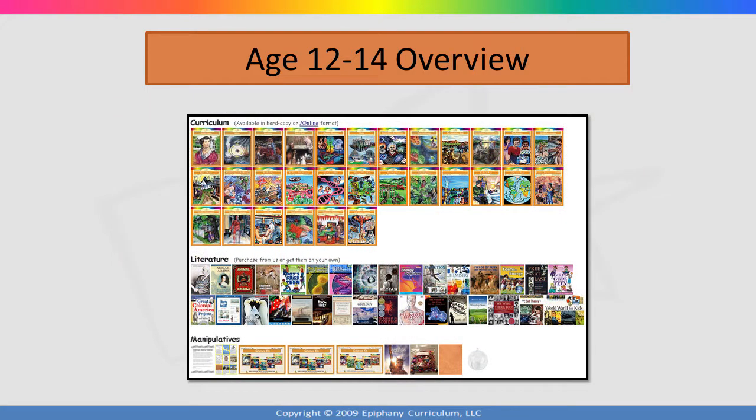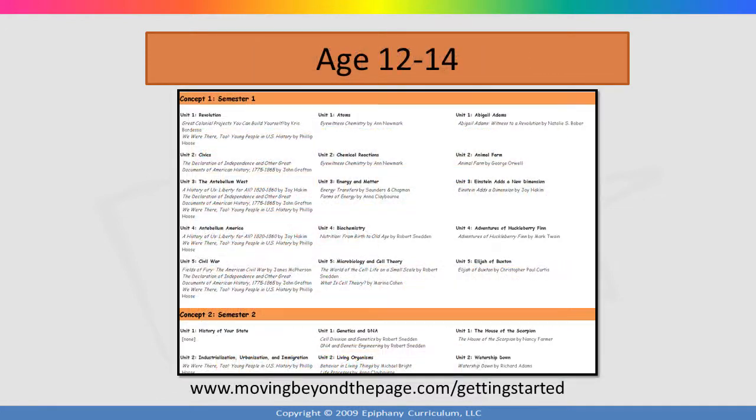Now that you know how the curriculum is structured, let's get back to that pile of 71 books and manipulatives spread around your living room floor. Each of the 2 semesters has 5 science units, 5 social studies units, and 5 language arts units, some required literature, and some manipulatives. You may want to take a few minutes and organize your books by semester. To do this, you can either use your packing slip or the age 12 to 14 at a glance link at movingbeyondthepage.com/getting-started. Either of these methods will show a list of semesters and how the units tie in together, and the literature that is included in each one.